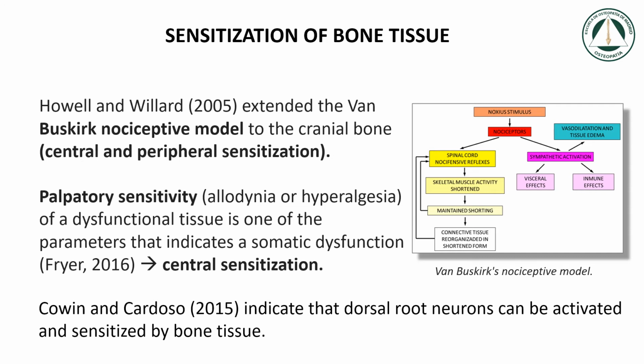In 1990, Richard Van Buskirk proposed the role of nociceptors in the development of somatic dysfunction. The stimulation of nociceptors is responsible, first, for nociceptive reflexes in the direction of the spinal cord that cause an activation of muscle shortening. The maintenance of this shortening is responsible for a reorganization and shortening of the connective tissue. Secondly, of an activation of the orthosympathetic system responsible for vasomotor disorders and tissue edema. Visceral effects with modification of secretions and peristalsis. Immune effects.